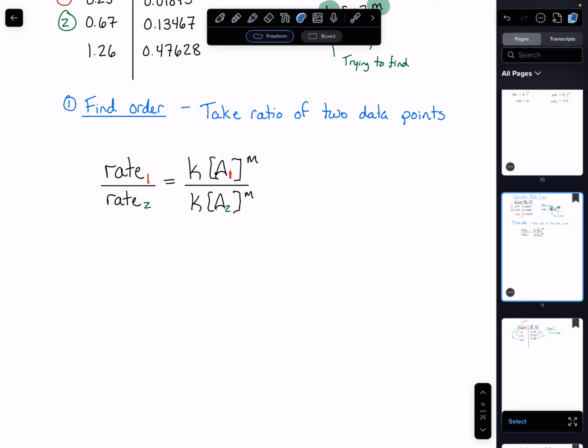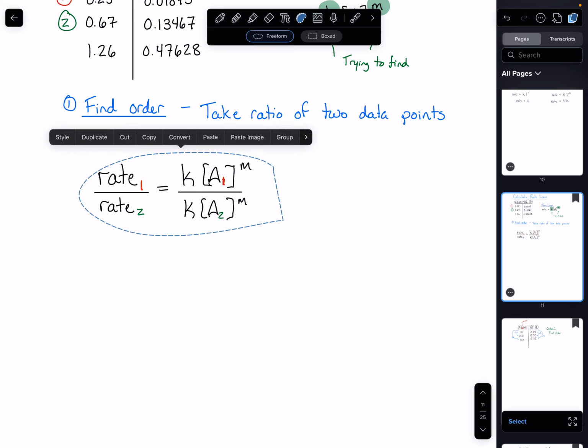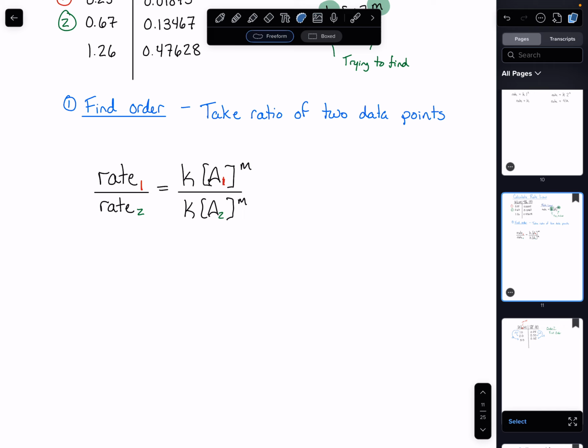So step 1 here, I took the ratio of these two data points. Why did I do that? Anybody see how we can simplify this now? What can we do? We can get rid of K. I don't know what K is. Could be 5, could be 5 million, could be 0.5, but it's some constant value. And any constant divided by itself is just 1.